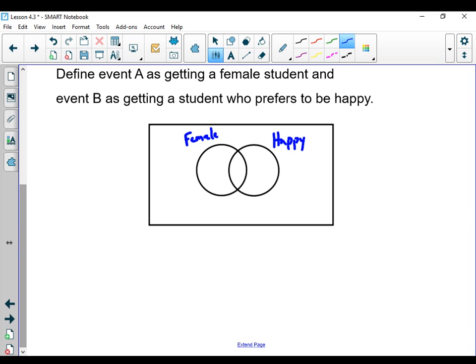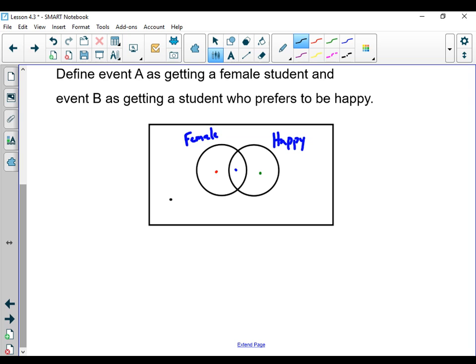Now, some reminders. Where they overlap, remember, that would be the probability that they're female and happy. This area here would be the females who did not answer that they wanted to be happy. This area here would be the people who said they wanted to be happy, but they were not female. And then lastly, some people forget about the area outside. Well, that would be for the ones that were not female and they did not want to be happy.